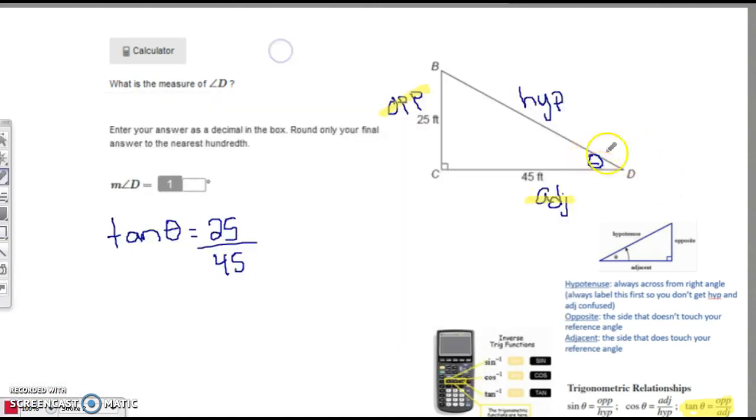Since I'm trying to solve for theta, or for that reference angle, I need to get rid of tangent. The opposite, or the inverse, is to do the inverse tangent on each side. Those will cancel, leaving me with theta. And then again, it is a calculator problem.